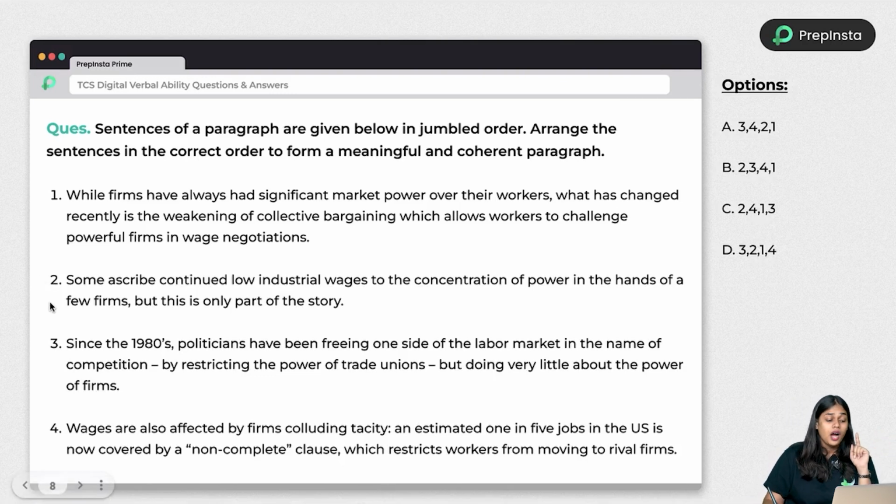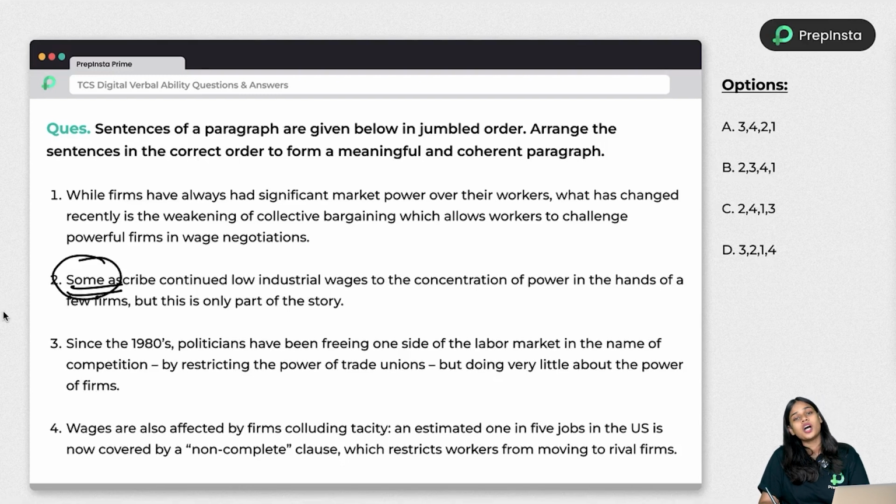Now, understand the first terms in the sentences. That's the trick. Now, what is the trick? Some ascribe continued low industrial wages. Now, some. Alright, this is a pronoun used over here. But where do you think this pronoun is relatable? What do you understand by the term some?